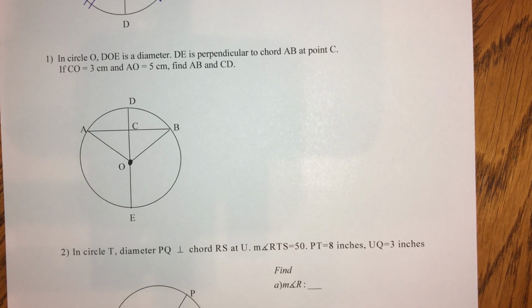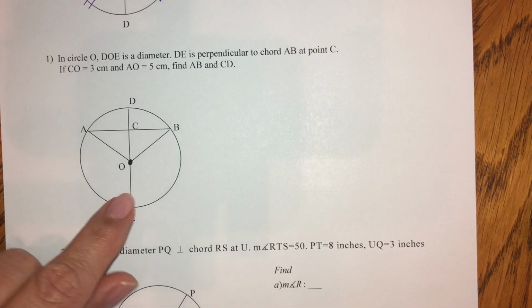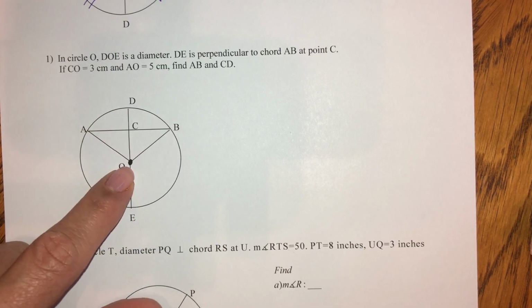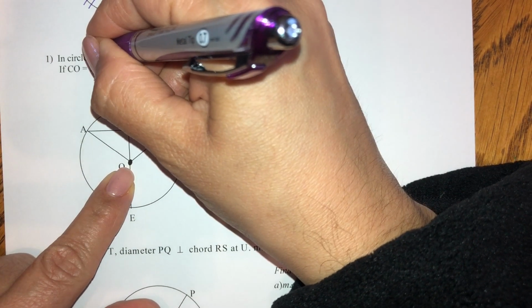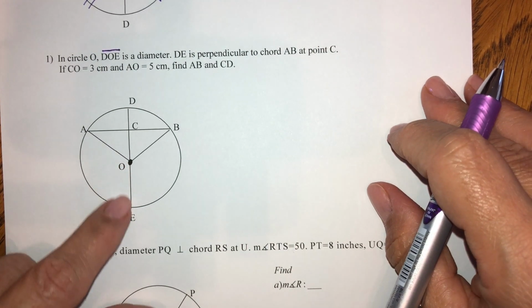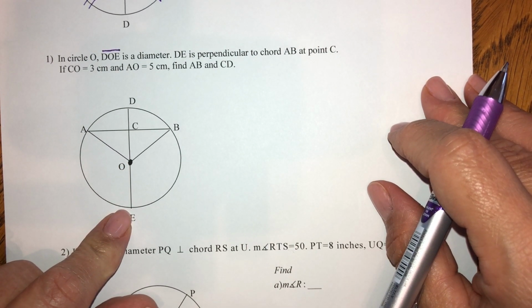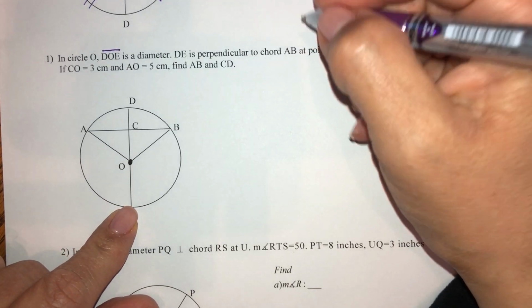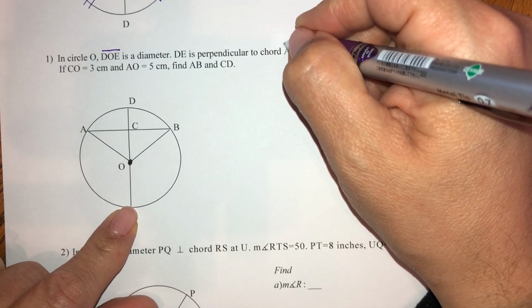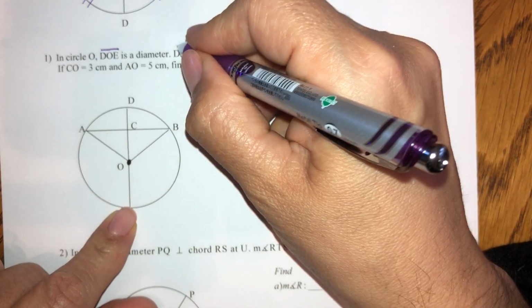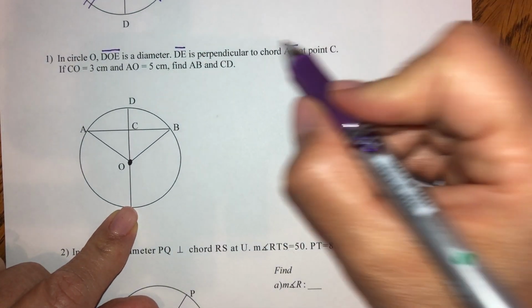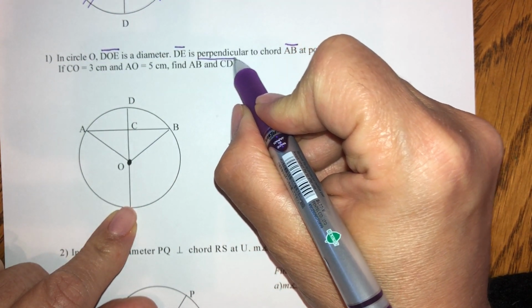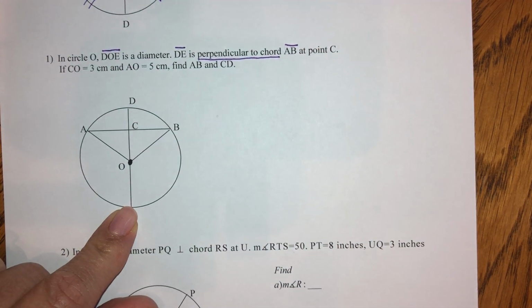These are the more common kinds of problems for you to see with this situation. They tell us here that in circle O, DOE is a diameter. That should really have a segment above it, so I'm going to write that in. DOE is the diameter, and they tell us that DE is perpendicular to chord AB at point C. So again, all of these should really have segments above them. But the important thing here is that one is perpendicular to the other.